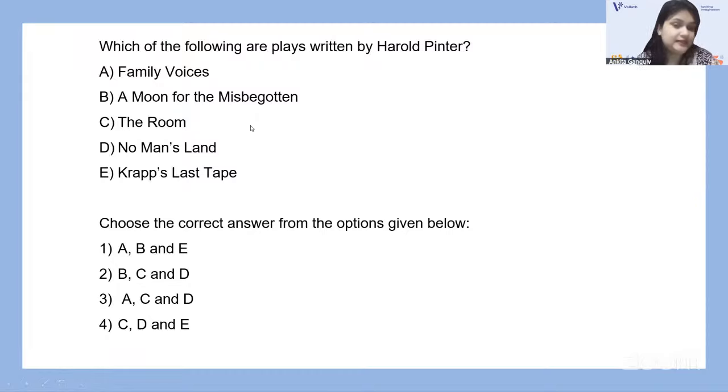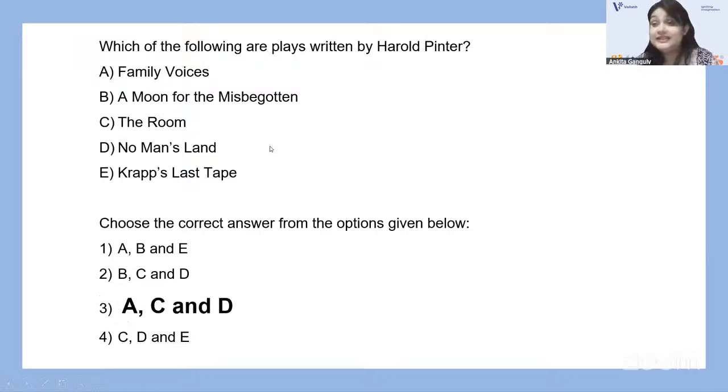Plays by Harold Pinter. Yes, it is Family Voices, The Room, and No Man's Land. A, C, D. Because we all know Krapp's Last Tape is by Samuel Beckett, right? So which are the plays by Harold Pinter? Family Voices, The Room, and No Man's Land. ACD.